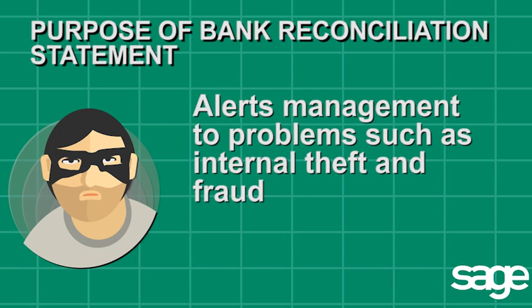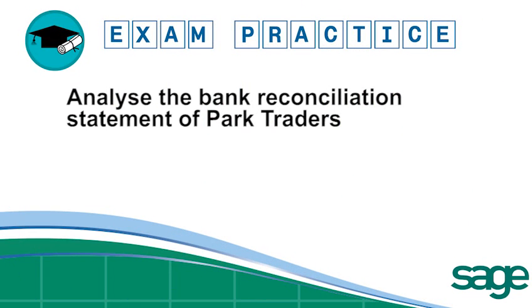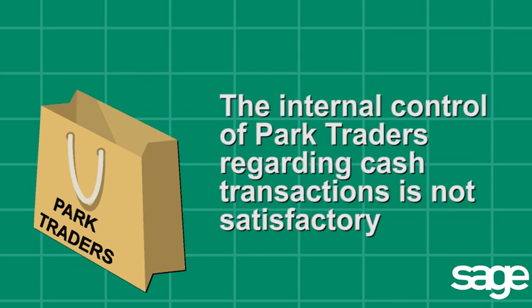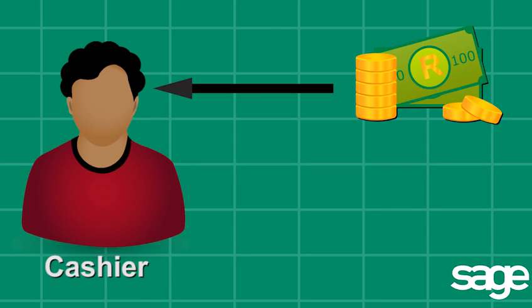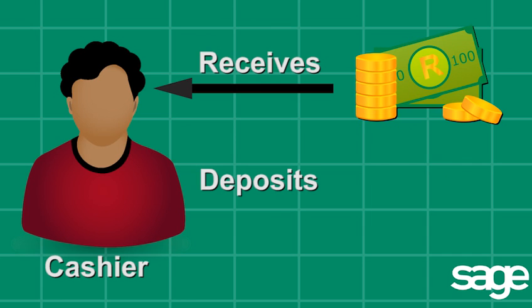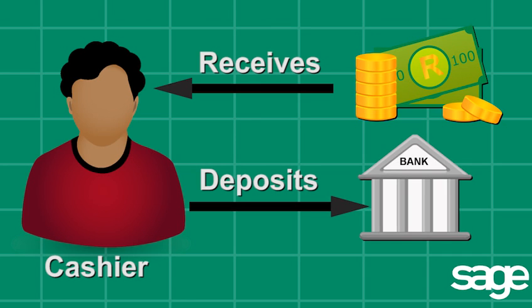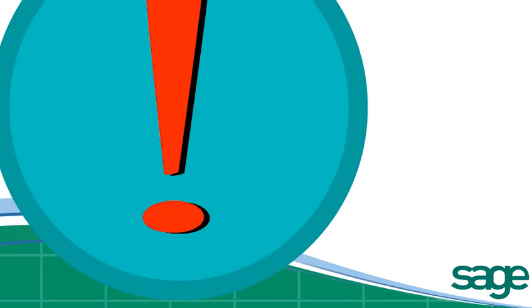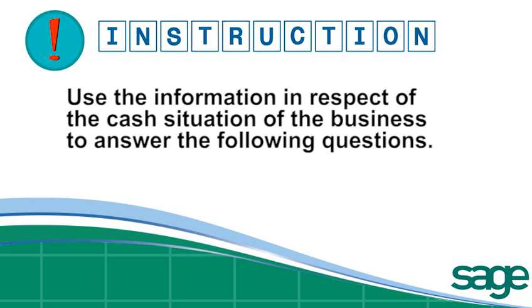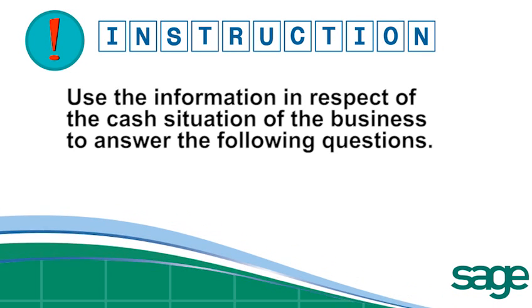Let's look at an example that demonstrates this. We're going to analyze the bank reconciliation statement of Park Traders. Our information tells us that the internal control of Park Traders regarding cash transactions is not satisfactory. The owner suspects that the cashier, who is responsible for receiving cash and depositing it in the bank, is stealing some of the money. The question requires that you use the information in respect of the cash situation of the business to answer some questions.